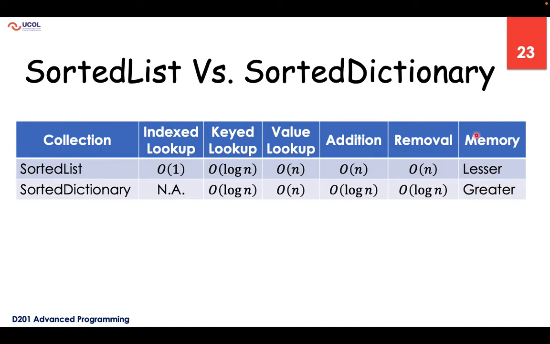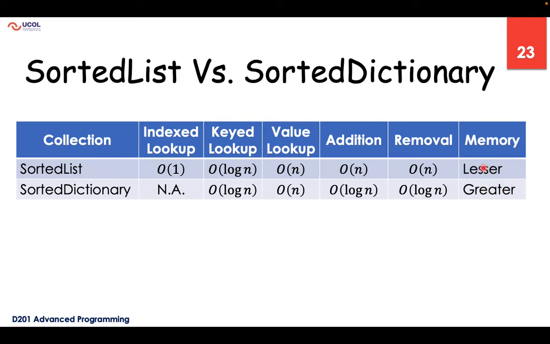So that's really a considerable consideration when we want to decide whether to go for the sorted list as an implementation of our data structure, or to use a sorted dictionary for saving the data in our program. So that will be a reasonable consideration.